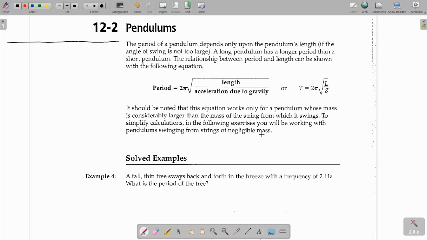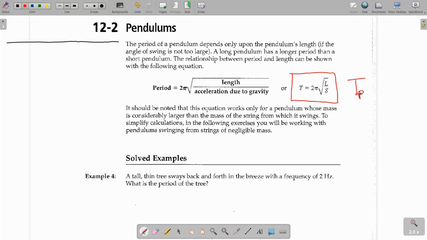Today I'm going to be going over the math problems for pendulums. So if we take a look right here initially, this is the equation for the period of a pendulum. I usually write it as T subscript P for pendulum because there's also an equation for the period for a spring, and they're very similar. So the period of a pendulum is equal to 2 pi times the length of the string divided by the acceleration due to gravity, and all of that is under a square root.